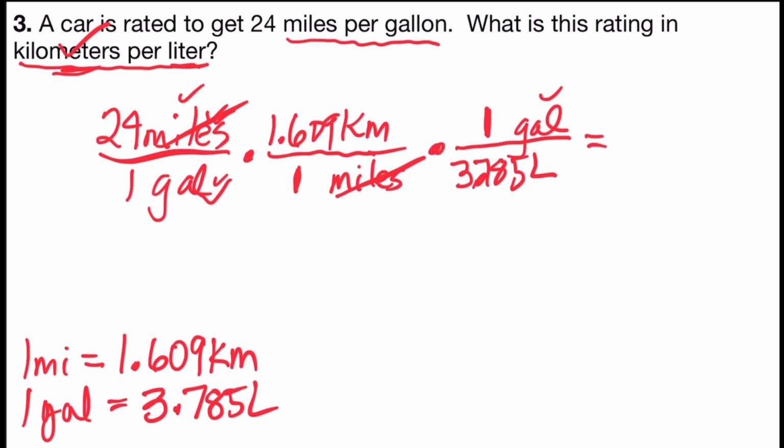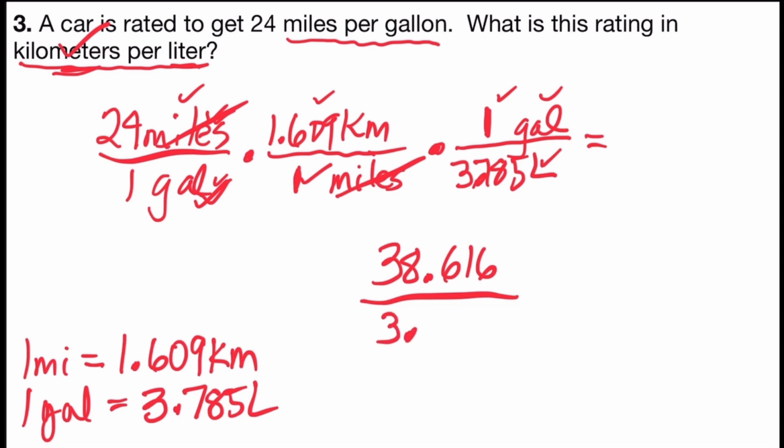And so if I multiply across the top and multiply across the bottom and punch that into a calculator, 24 times 1.609 times 1, in the numerator I will get 38.616. In the denominator, if I multiply 1 by 3.785, obviously I will just get 3.785. The last step would then be to divide the 2 out and round off.